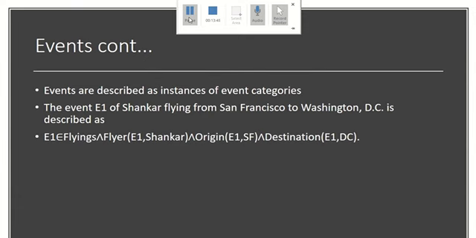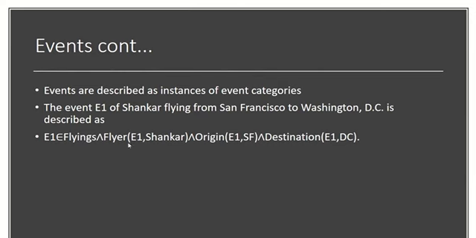Events are described as instances of event categories. Let's take an example: event E1 of Shankar flying from San Francisco to Washington DC is described as follows. Here we are considering the categories and object representation of the knowledge. So we can say E1 belongs to Flying, and Flyer, and here let's divide that particular predicate.